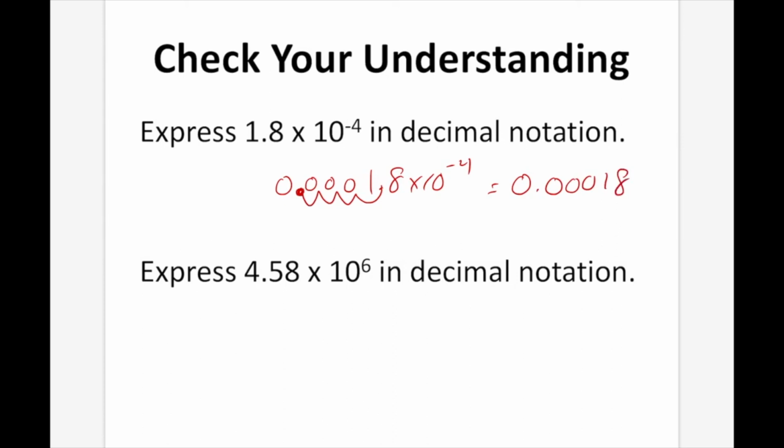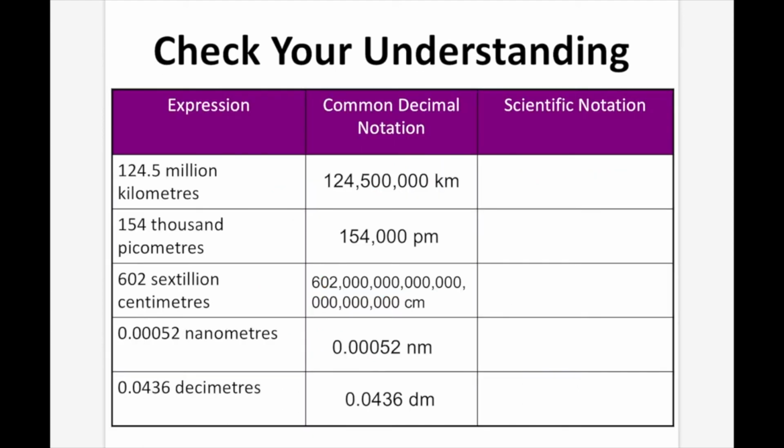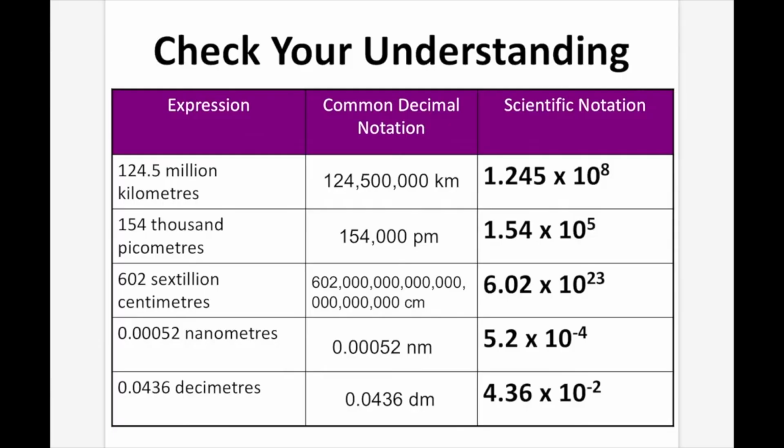Times 10 to the 6 means it's going to be a big number, so we're going to move our decimal to the right. We're going to go 1, 2, 3, 4, 5, 6. Fill in these with zeros, and we're going to get 4,580,000.0. And that's our final answer. So pause the video and try these 5 examples. Here are the answers. Make sure that your answers line up with these, and if you made any mistakes, make sure you go back and figure out where your mistakes were.